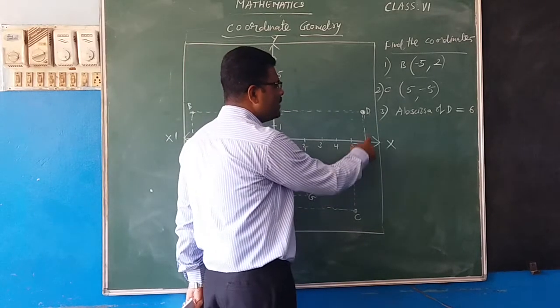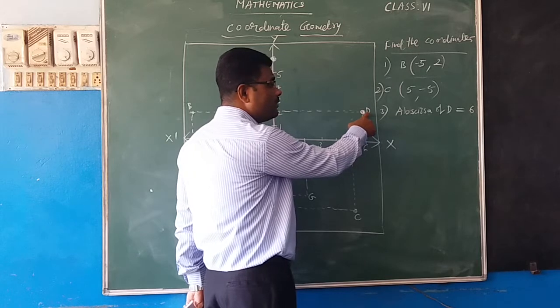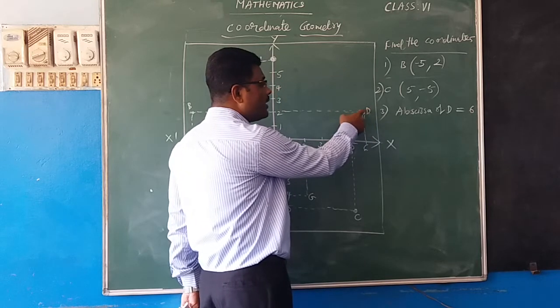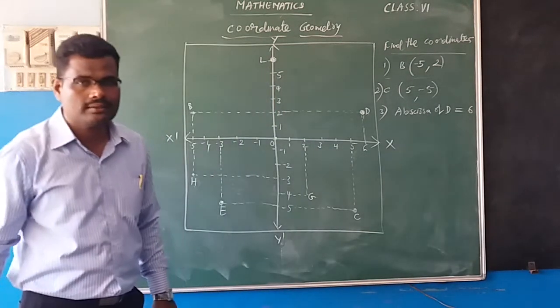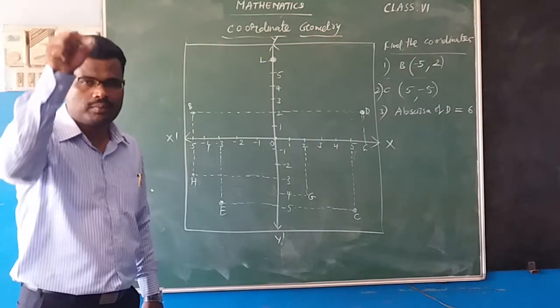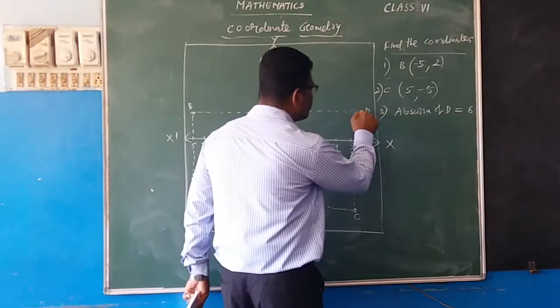Suppose the question is, what is the ordinate of D? Ordinate means where it touches the y axis, that is 2. Clear? Abscissa means where the point touches the x axis. Ordinate means where the point touches the y axis.